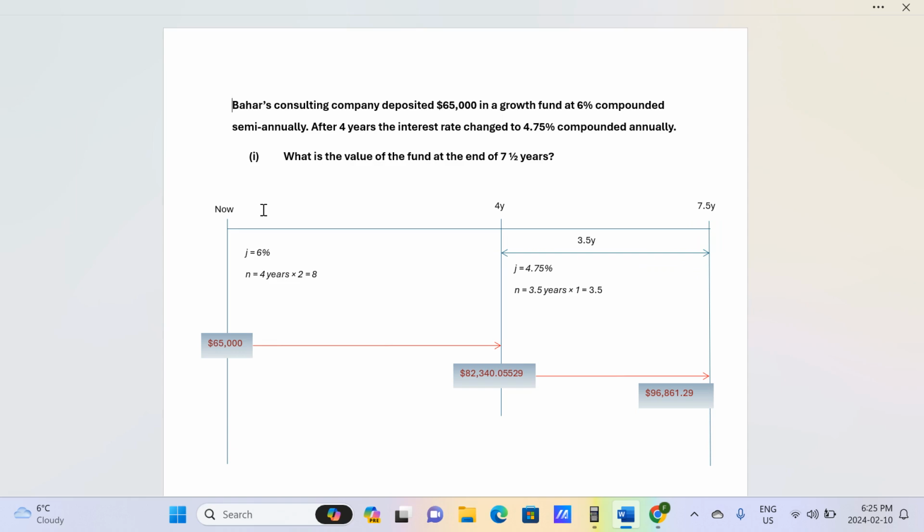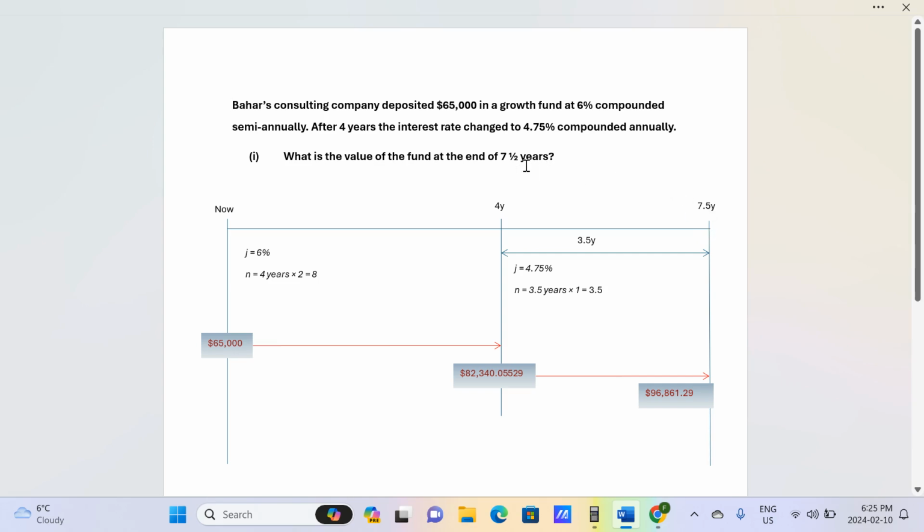So it means during 4 years, the rate was 6% compounded semi-annually. Then after 4 years, for 3.5 years, the rate is 4.75% compounded annually. This picture is very helpful to understand the situation in this question. From the beginning to 4 years, the rate is 6% compounded semi-annually. After 4 years, for 3.5 years, the rate would be 4.75% compounded annually. And I'm looking for the future value at the end, after 7.5 years.